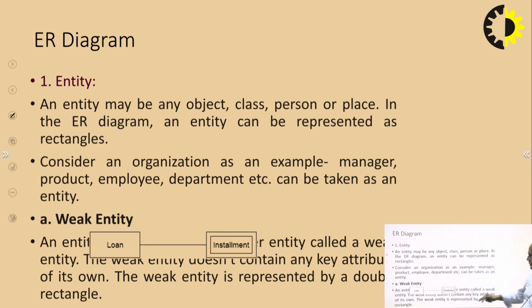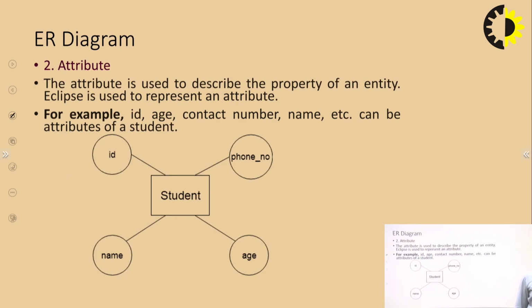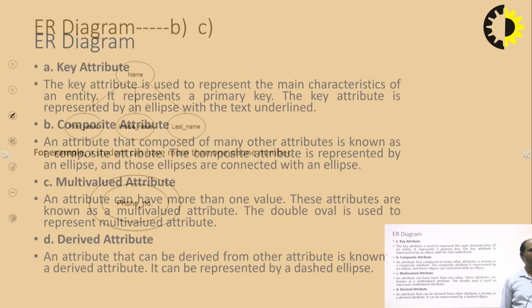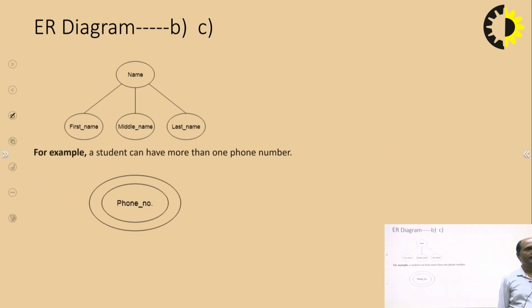If we talk about the weak entity, it does not contain any key attributes of its own. A weak entity is represented by the double rectangle. We have already discussed the weak entity. Now we have also discussed attributes, and these are the key attribute, composite, multi-value, and derived attribute. And for the multi-value attribute, if one attribute can have more than one value, this is called a multi-value attribute.